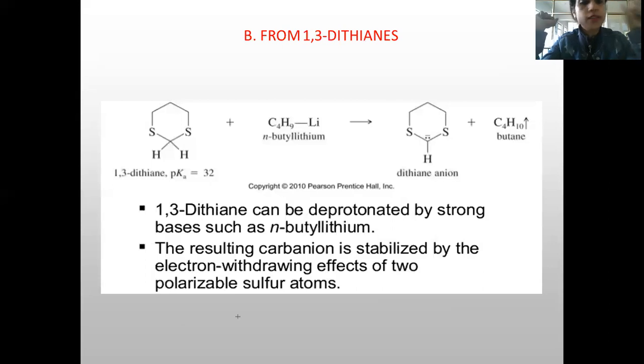Now this 1,3-dithiane can be deprotonated. So out of the two hydrogen atoms, one can be removed. And how can this be removed? In the presence of a strong base, which is n-butyl lithium. So it will result in a carbanion, that is an alkyl group with a minus charge, which is then stabilized by the electron withdrawing effect of the sulfur atoms.